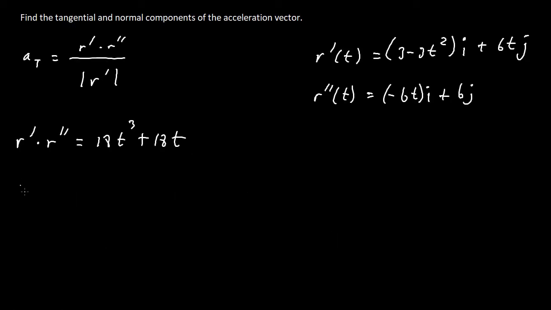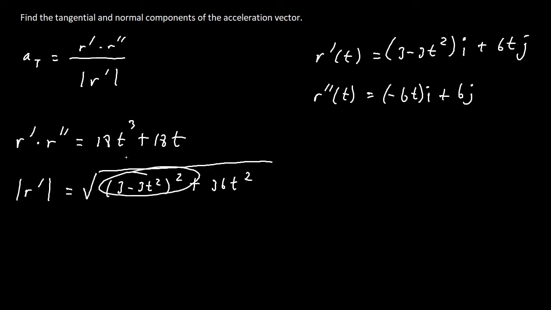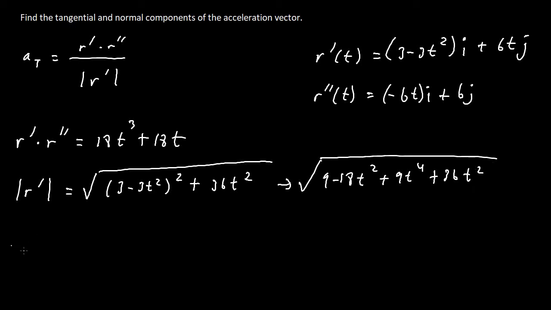So now let's find the magnitude of r prime. The magnitude of r prime once again is going to be the square root of its x component squared. So we get 3 minus 3t squared, the entire thing squared, and then plus the y component squared. So 6t squared would be 36t squared. Now we'll go ahead and FOIL this. So we're going to end up getting the square root of 9 minus 18t squared, and then plus 9t to the fourth, and then plus 36t squared. If I simplify, negative 18t squared plus 36t squared gives a positive 18t squared. I'm also going to rearrange the terms so that the highest degree, 9t to the fourth, is on the left. So we'll get the square root of 9t to the fourth plus 18t squared, and then plus 9.